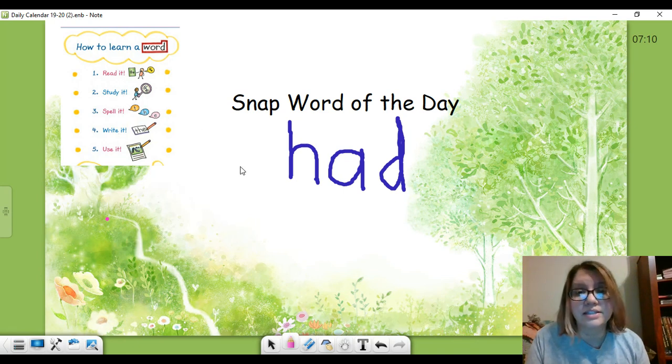Study it. All right, let's study it. We already said it was a CVC word, right? So it's consonant, vowel, consonant. What else do we notice? Yep, it has 1 vowel and 2 consonants. Oh yeah, you're right, and 2 of them are tall letters. No tails. We have no tails, you're right. So very good, very good.